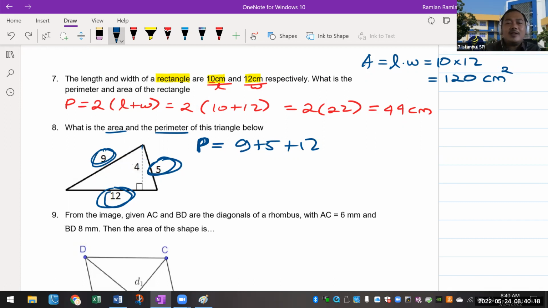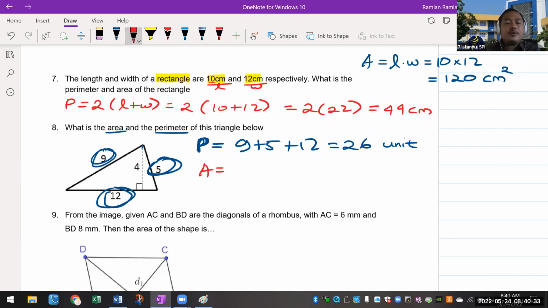Okay, so 9 + 5 is 14. 14 + 12 equals 26. So this will be 26. It doesn't have any unit, so just write down unit. Yeah, kalau di centimeter, tulis centimeter. Okay, so the same thing with the area.